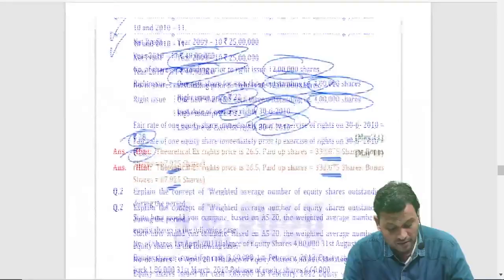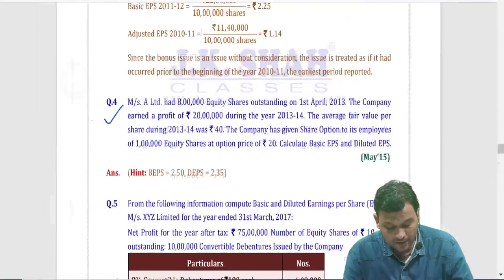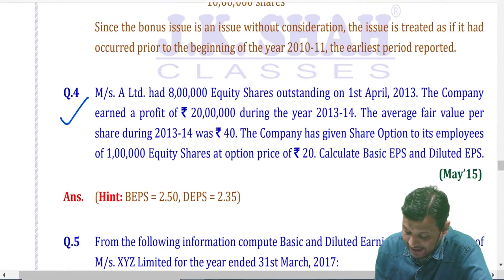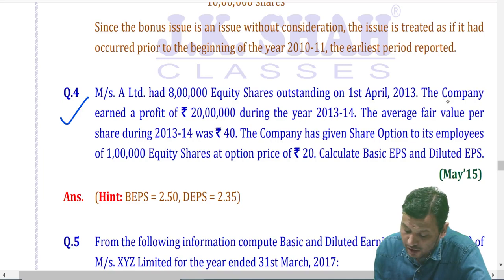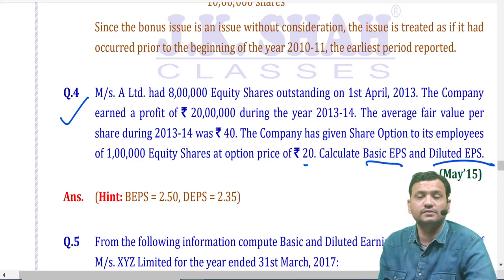I'll be doing a DEPS question, that is options. This rights issue I have completed. Okay, very small question. Messrs A Limited has 8 lakh equity shares outstanding on 1st April 2013. The company earned a profit of 20 lakhs during the year 13-14. The average fair value per share during 13-14 was rupees 40. The company has given share options to its employees for 1 lakh equity shares at an option price of rupees 20. Calculate basic EPS and diluted EPS.